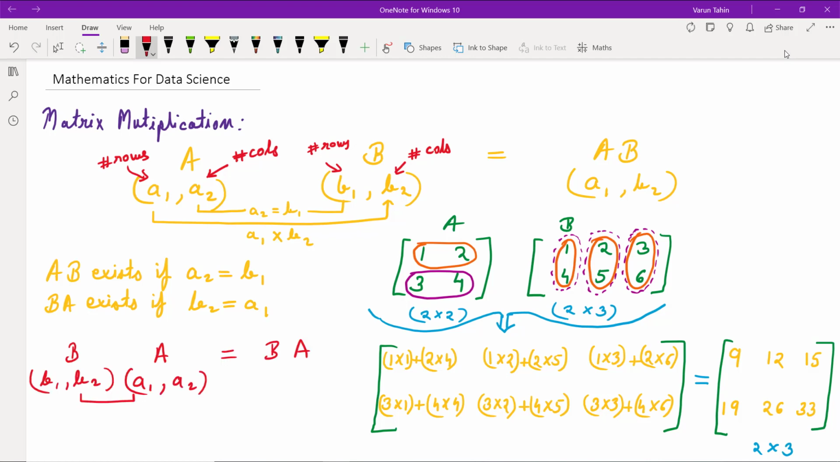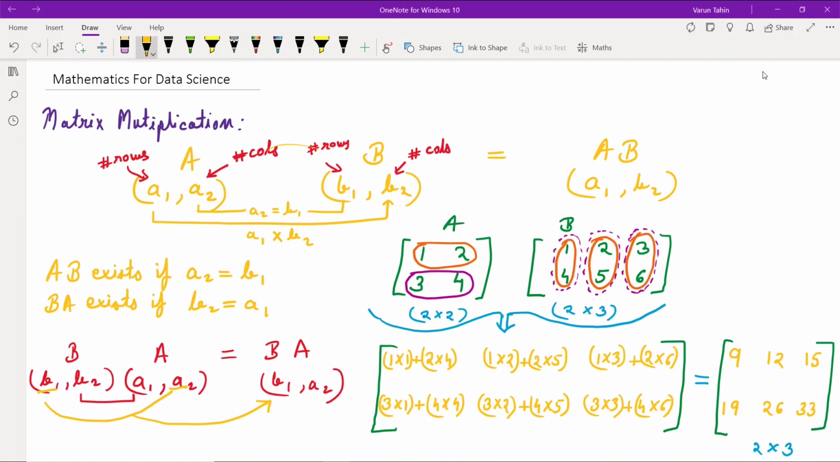And as you know that AB is not equal to BA, therefore for BA to exist, B2 should be equal to A1. And if this is true, then the resultant matrix BA will have a dimension of B1, A2. Now let's understand multiplication through an example.